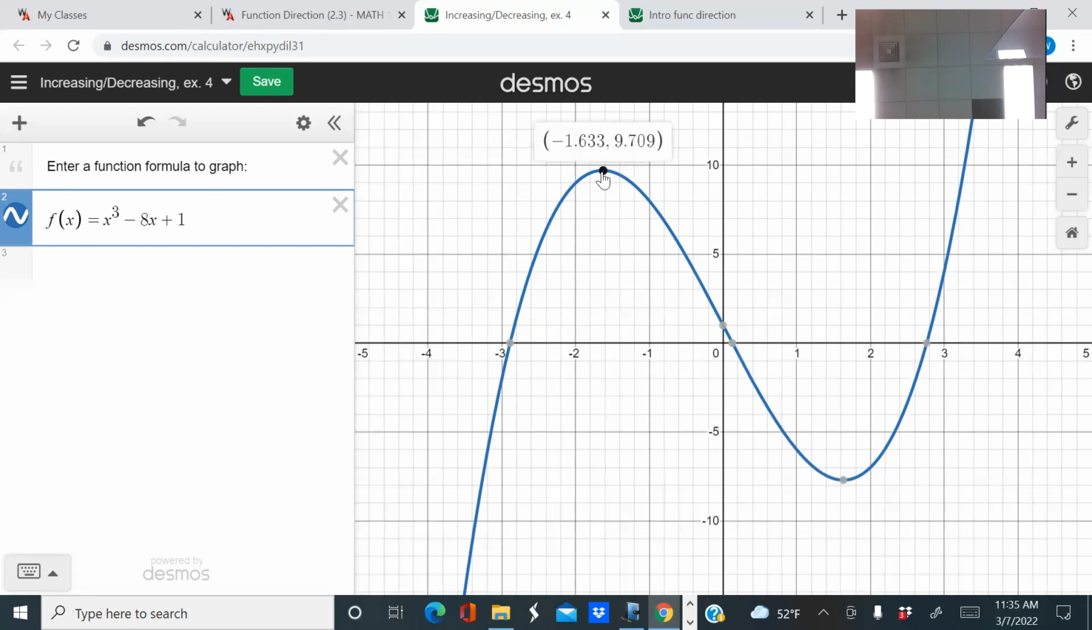-1.63 and then 9.709. And then here's this other turning point at 1.63, and then -7.709. Okay.